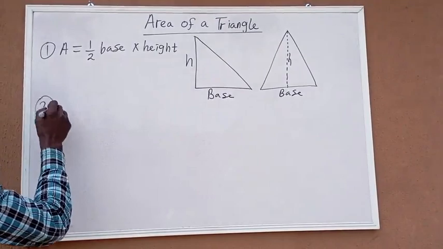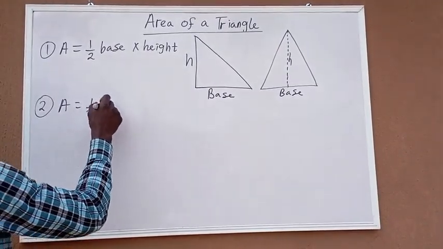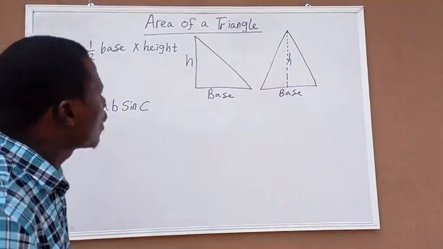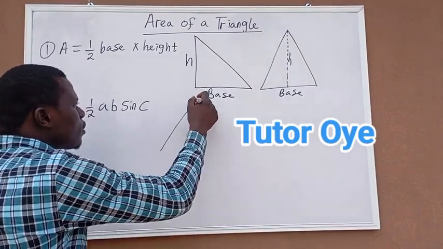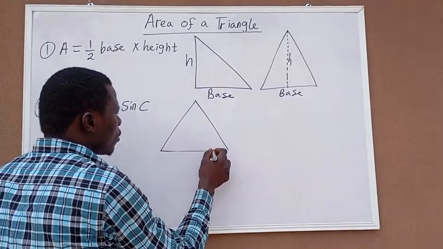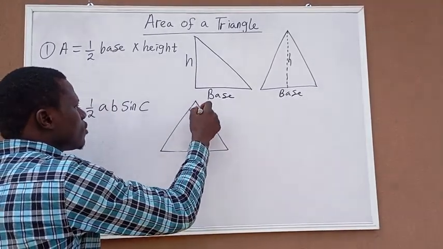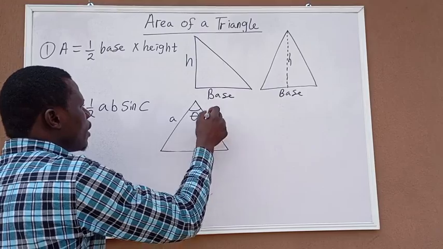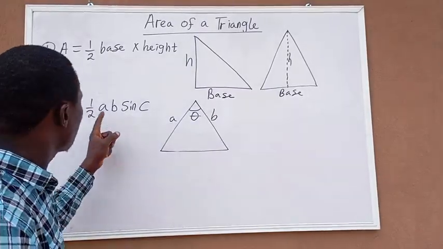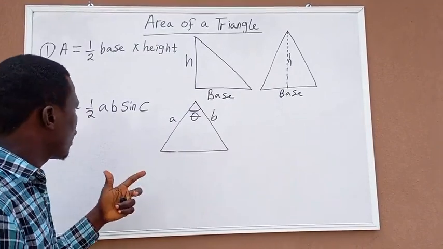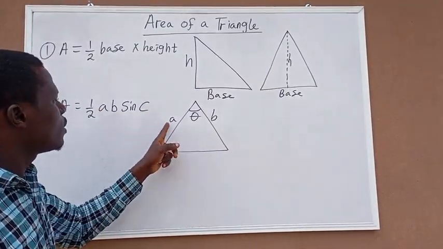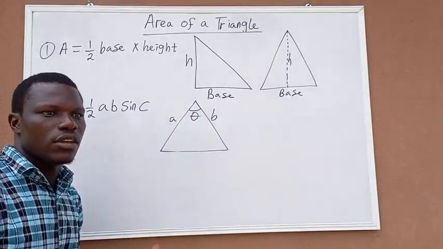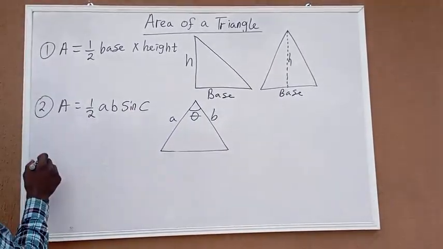The second is area equals half AB sine C. This time around, you are given an angle. Say for instance, this is your theta here, and then I have A, I have B. To calculate the area of this type of triangle, all I need to do is find half of this length times this length, then take the sine of this angle. We will look at examples very soon.